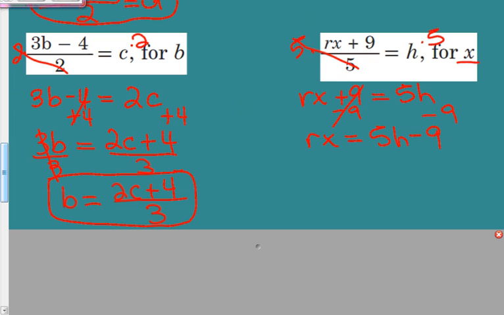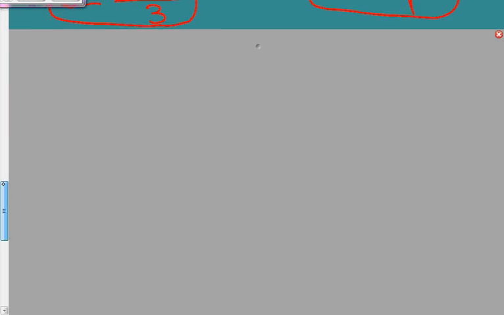And now, simply get rid of my r's. We multiplied, so I'll divide. The r's are gone, leaving x equals 5h minus 9, divided by r. That is now finished. I hope these are easy for you, or I hope you're able to catch on somewhat.